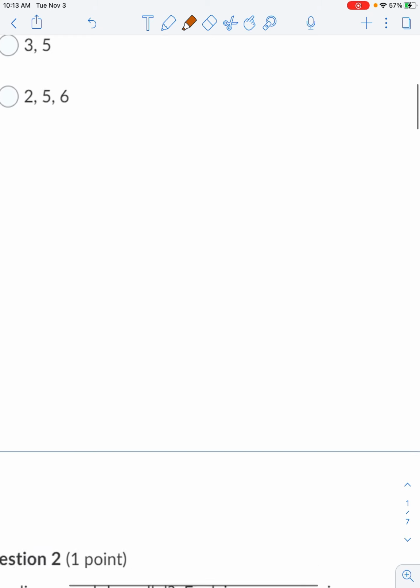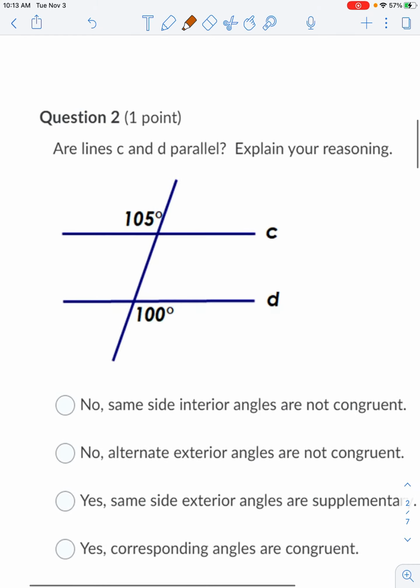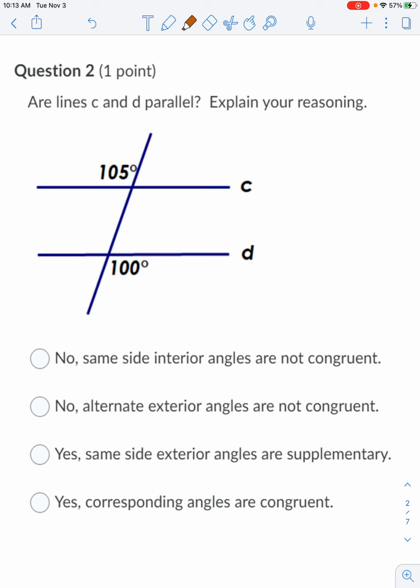All right, let's look at the next one. Question 2 says, are lines C and D parallel? Explain your reasoning. Notice these two angles that we have. We have this angle up here and this one down here. If I had to classify their relationship, notice how both are on the outsides of lines C and D. One's above and one's below, so they're on the outsides. And they are on alternate sides of the transversal. This one is in the top left, this one is on the bottom right. And so those are alternate side exterior angles.